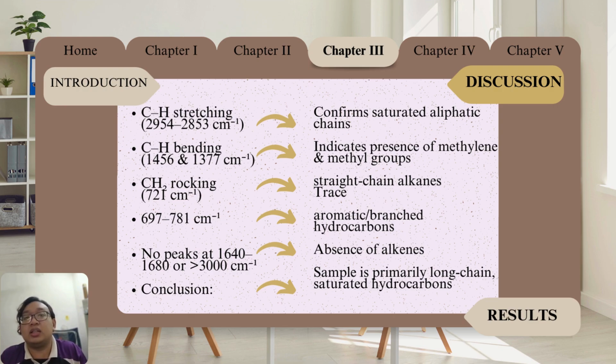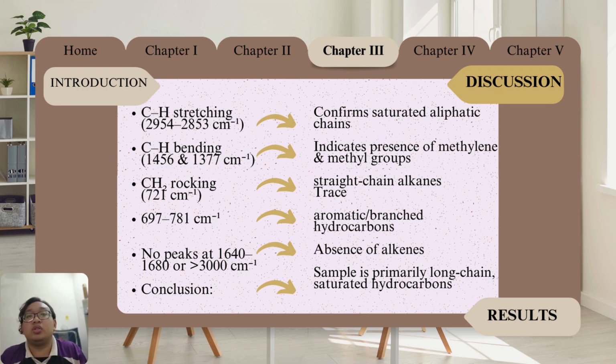And the peak at 721 per centimeter is linked to CH2 rocking, which tells us the sample likely contains linear alkanes with 4 or more methylene group units. And we also detected some minor peaks between 697 and 781 per centimeter, and this suggests that there's a small amount of aromatic or branched compounds, which also fits with our GC-MS data.